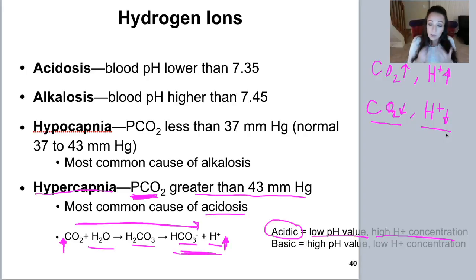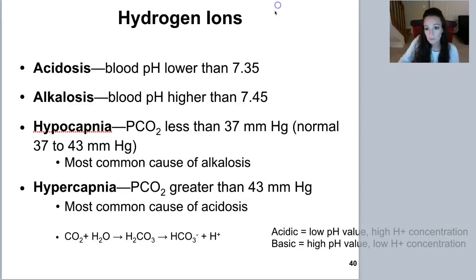Okay, so that's one little trick you can use, but you still have to understand if we have low hydrogen ion levels, what does that mean about our pH? Well, that means our pH value is high. What is that? Acidosis or alkalosis? That's alkalosis. So you do have to memorize that part. Okay, cool. So let's go ahead and go on.